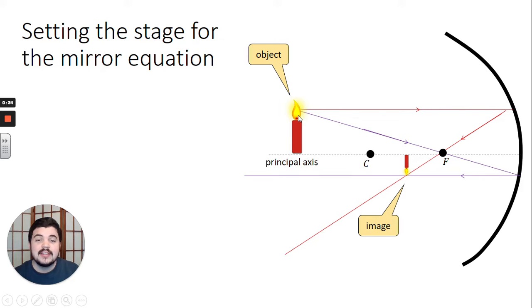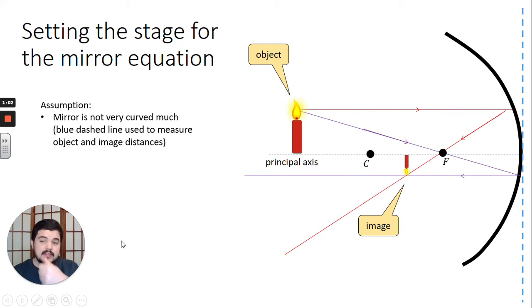Here's our object, it's a candle, light rays going in all directions. Two principal useful rays are this red one, which leaves parallel to the principal axis and it reflects back through the focal length. Another useful principal ray is the one that starts going through the focal length and it reflects back parallel to the principal axis. And this point of intersection is where the image of the candle forms.